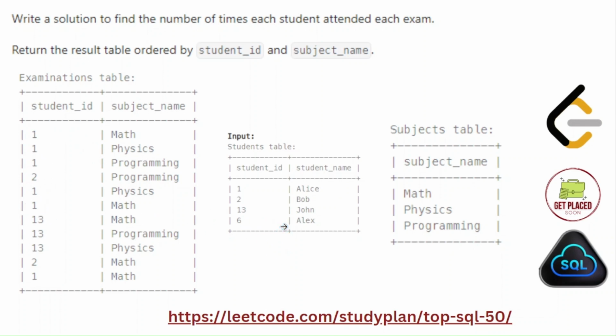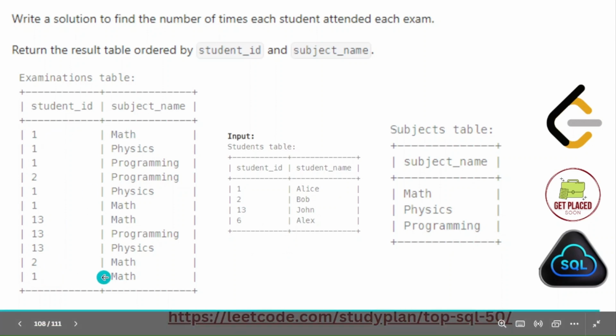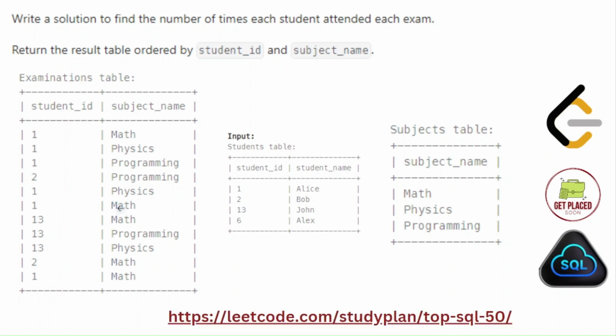Okay, so 2 things to keep in mind. Alice wrote math once, math twice, Alice wrote math thrice. So a single person might attend the same subject multiple times. The second point you need to remember is here Alex is there. This guy Alex did not attend any exam. You cannot see student ID 6 in this table. So these 2 things you need to keep in mind. Now let's look at the question.